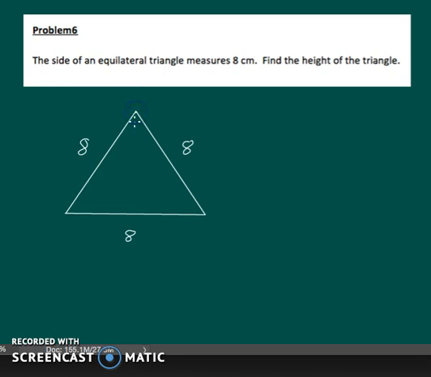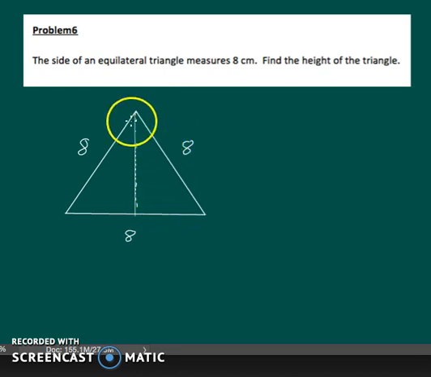So the height lies somewhere around here. There's our height. Let's just draw a line. Okay, so something like that. So how do we find that measure?